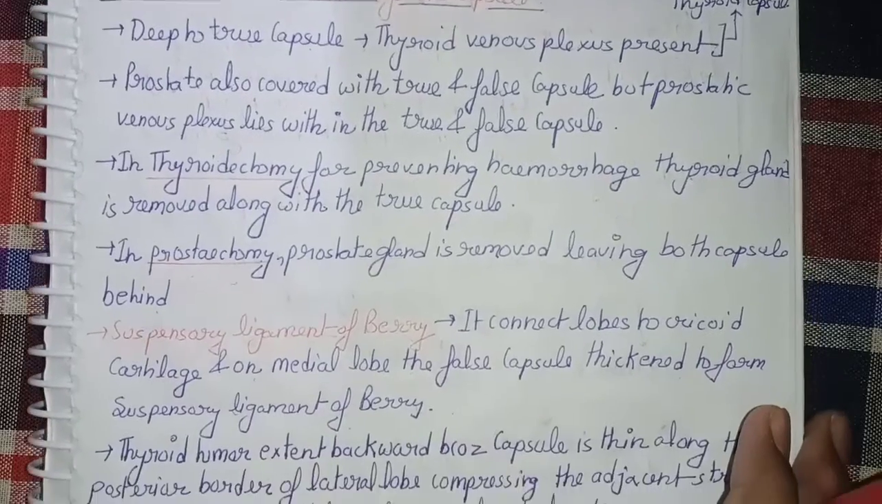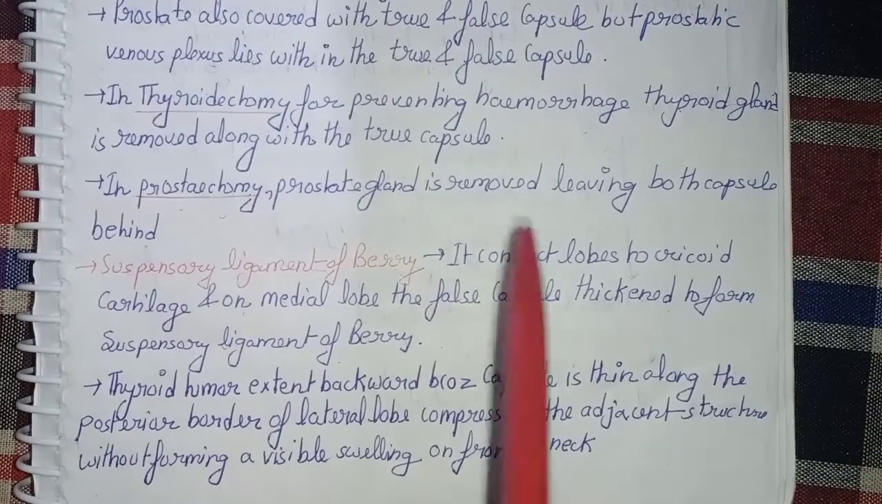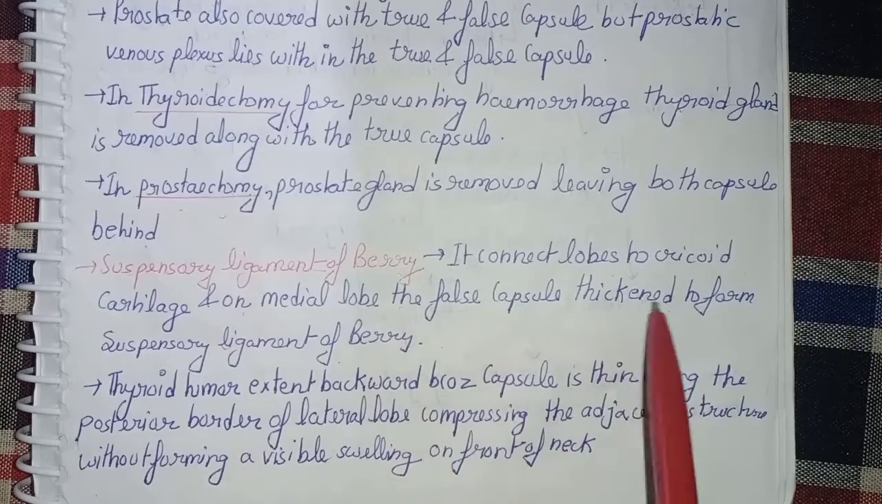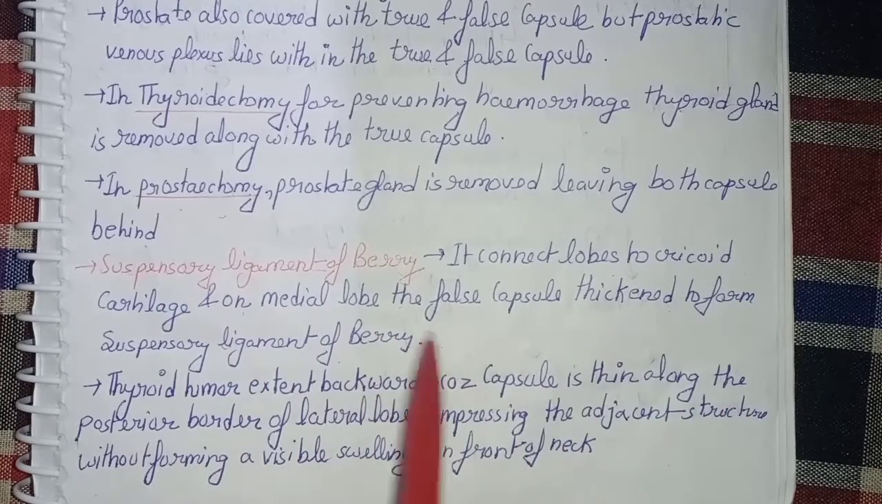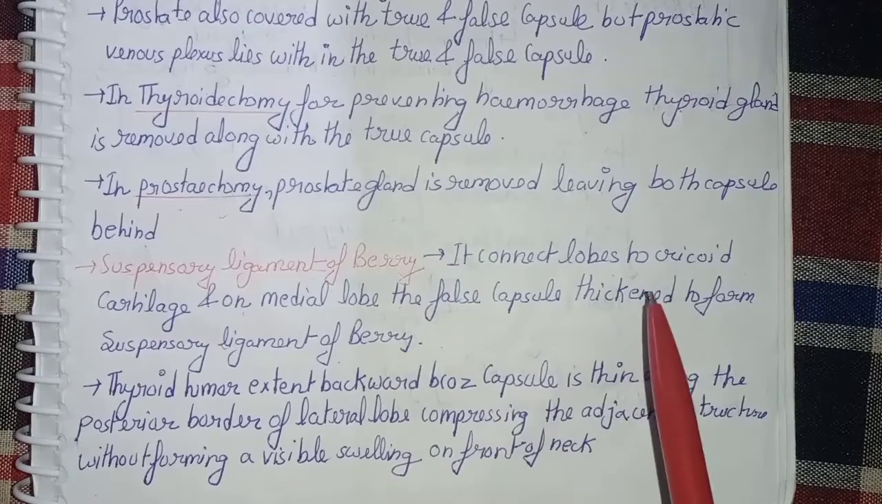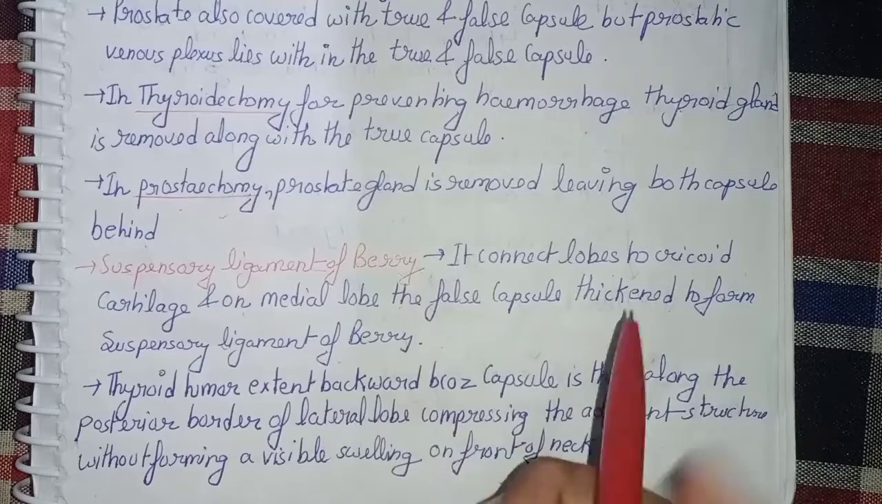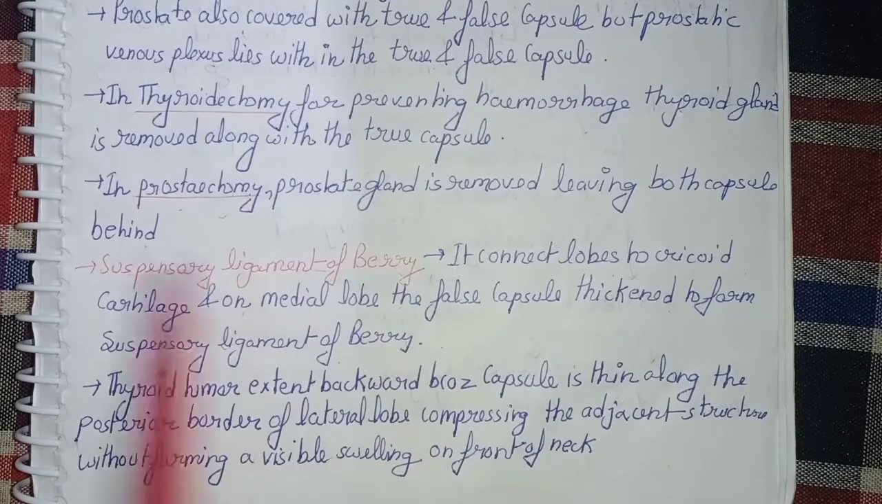Now coming to the suspensory ligament of Berry. What is the suspensory ligament of Berry? It connects the lobe to the cricoid cartilage, and on the medial lobe, the false capsule thickens to form the suspensory ligament of Berry. Basically, its importance is that it will connect the lobes to the cricoid cartilage, and when the false capsule thickens at the medial lobe, it forms the suspensory ligament of Berry.